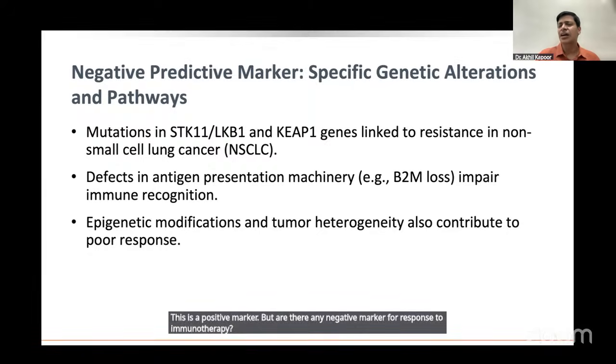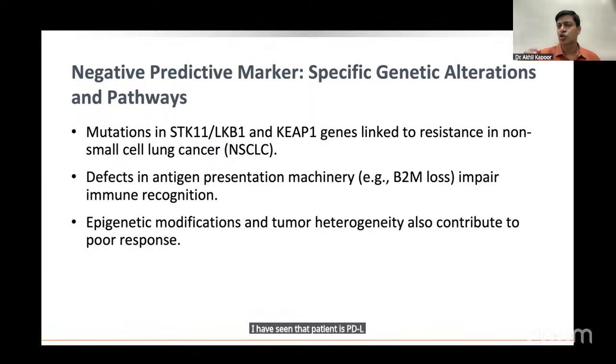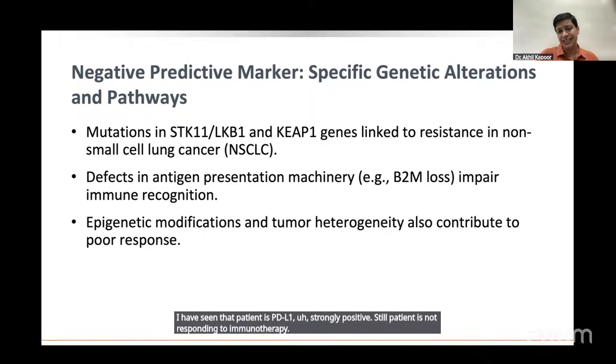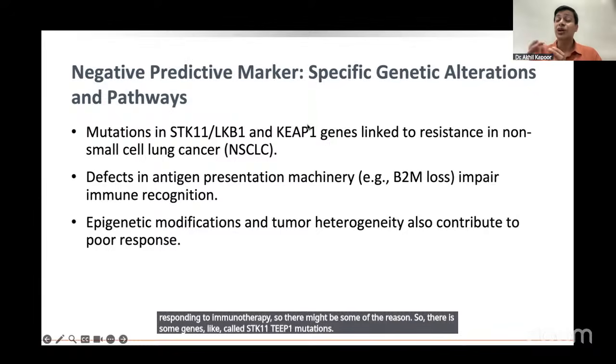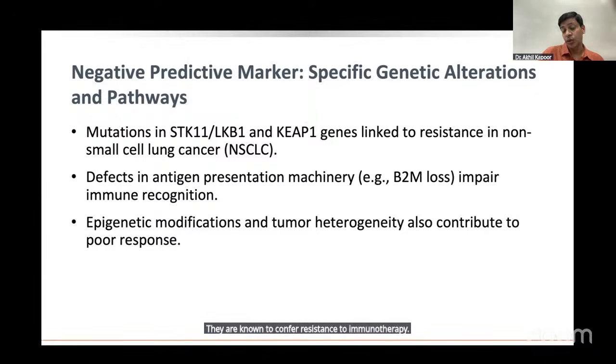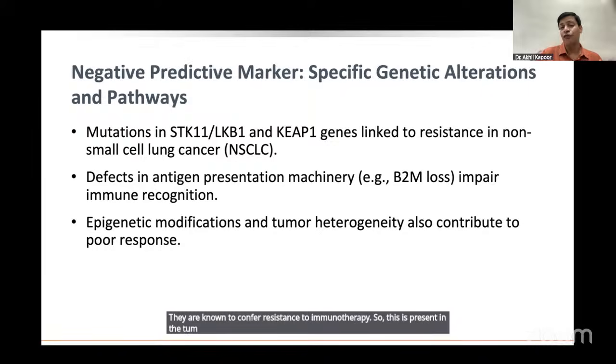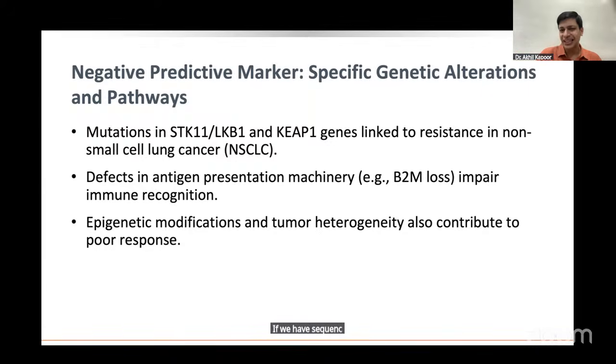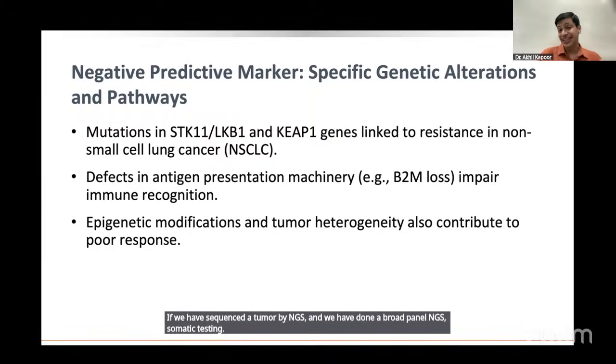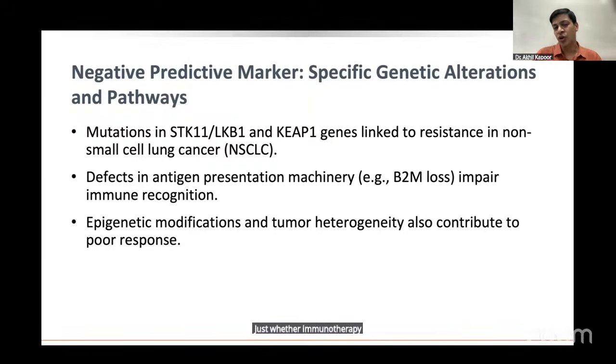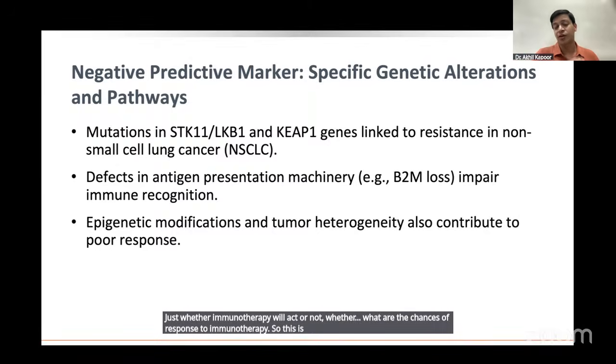I have seen patients who are strongly PD-L1 positive and still not responding to immunotherapy, so there might be some reasons. There are some genes, STK11 and KEAP1 mutations, which are known to confer resistance to immunotherapy. This is present in the tumor only. If we have sequenced a tumor by NGS with a broad panel somatic test, we will know whether immunotherapy will act or not, and what the chances of response are. So this is based on the tumor pathway.